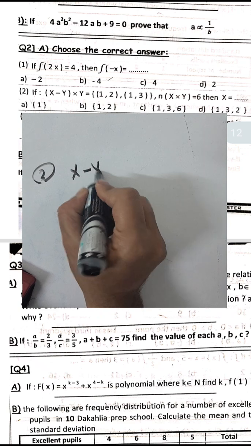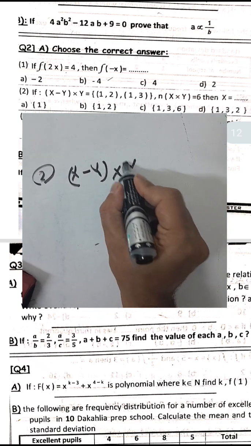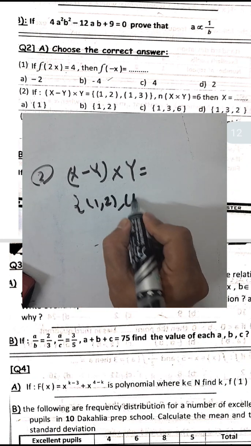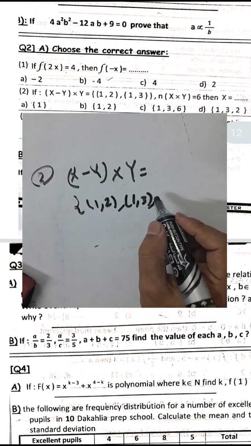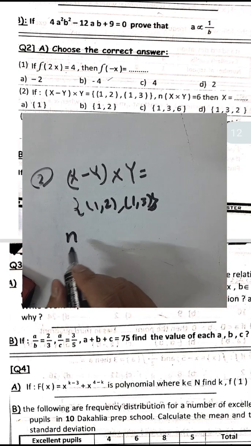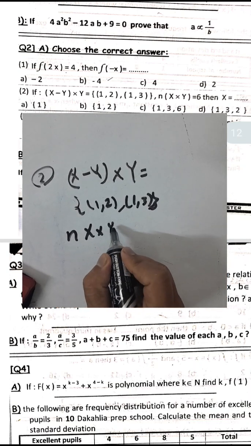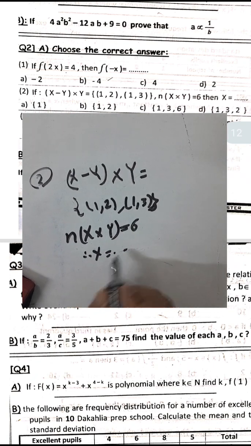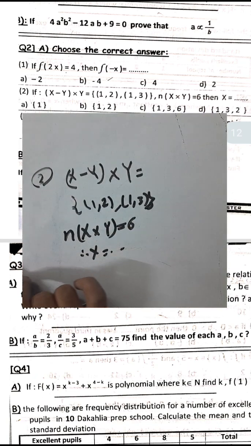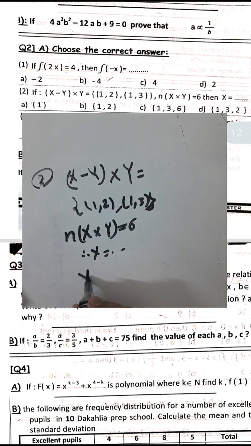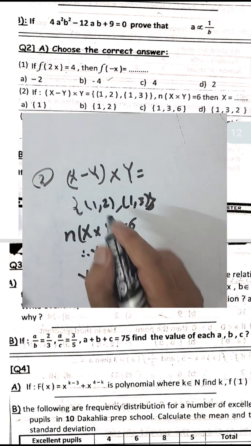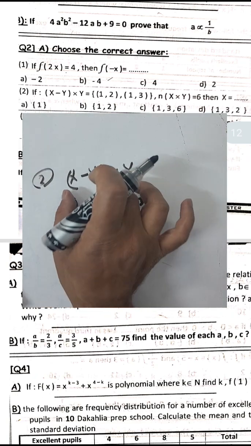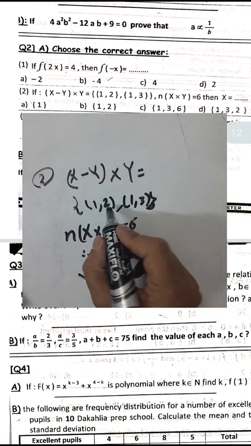If the difference between x and y, Cartesian product with y, equals the set of (1,2) and (1,3), and the number of elements in the Cartesian product of x and y equals 6, then x will be what? First we can find the set y. It will be 2 and 3, because the Cartesian product pairs are (1,2) and (1,3), with 1 belonging to x minus y. Then y will be 2 and 3.